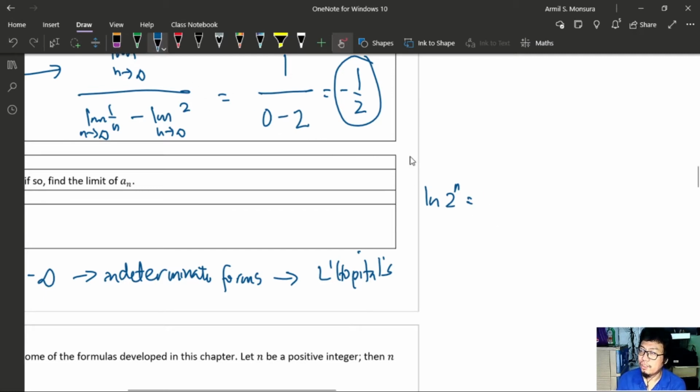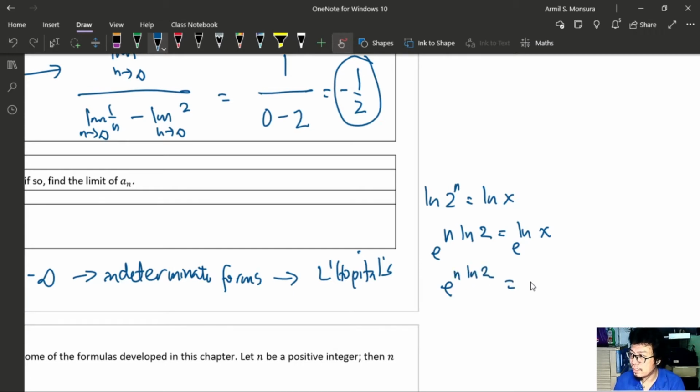Taking the natural logarithm of this equation, we will have ln of 2 raised to n equals ln of x, or simply n times the natural logarithm of 2 equals the natural logarithm of x. And if you apply the exponential on both sides, that is, if I use this as an exponent of e, and the same thing with this one, then I'll have the expression e raised to n times the natural logarithm of 2 equals x, using the properties of logarithm and exponential here.